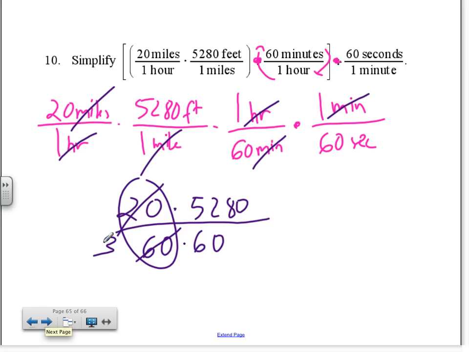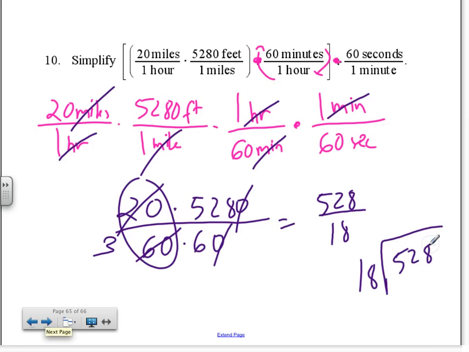At this point, if you want to cancel some more, what can we cancel out here? The zeros, by 10, because they both end in 0. If we do it by 10, it's going to be 528 over 18. Is that true? Yeah. So we can now divide. 18 outside, 528 inside. 18 goes into 52 how many times?